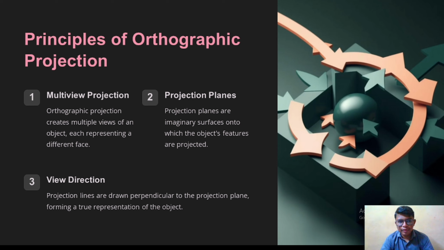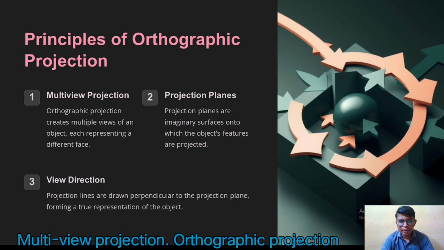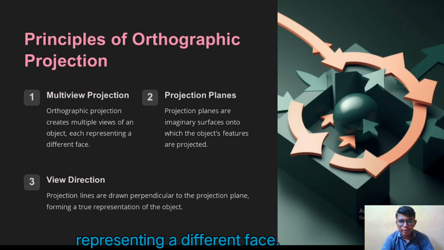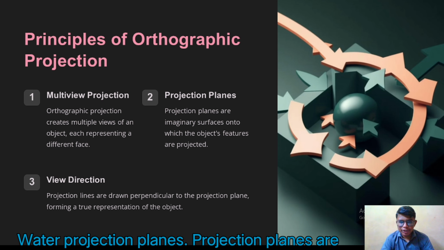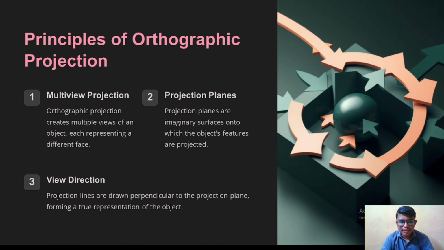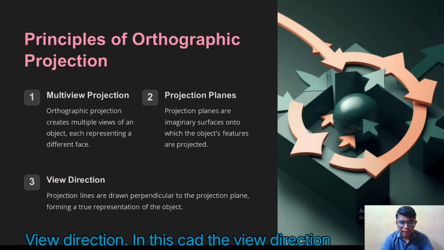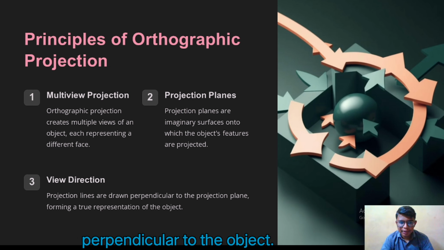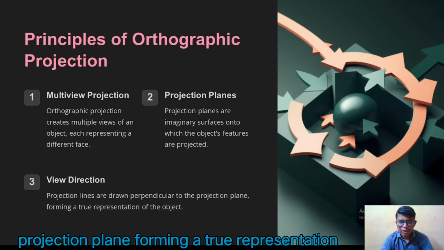Principles of orthographic projections. Multi-view projection. Orthographic projection creates multiple views of an object, each representing a different face. What are projection planes? Projection planes are imaginary surfaces onto which the object's features are projected. View direction. In CAD, the view direction is very important. Projection lines are drawn perpendicular to the projection plane, forming a true representation of the object.